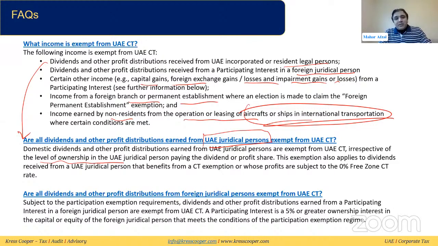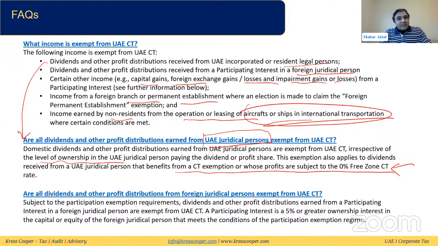Paying the dividend or profit share. The exemption will also apply to dividends received from a UAE juridical person that benefits from CT exemption. This line is very important. I have already told you, it doesn't matter that you are getting this dividend from a free zone person. It doesn't matter that you are getting dividends from exempt persons. All these dividends will not be subject to corporate tax.